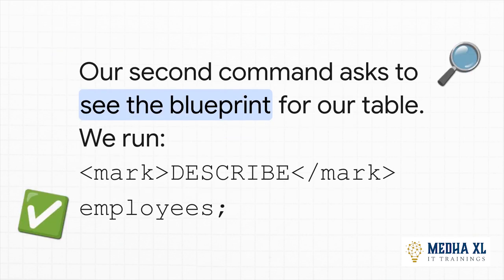Now, for a more detailed look, our second check is the command describe employees. This is basically like asking to see the official blueprint one more time. It's going to show us every column we made, id, name, salary, and it's going to confirm all those data types we set up. It's how we make sure the structure is exactly what we designed.